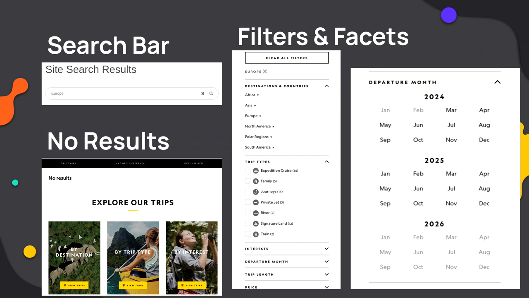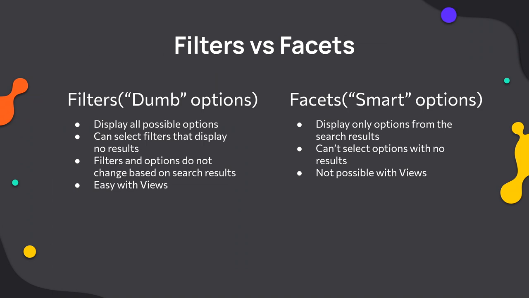And a quick little side note, the difference between a filter and a facet. This is something I've had to explain many, many times in many, many projects, so I thought it was worth a slide. Filters are what I consider dumb options on the page.